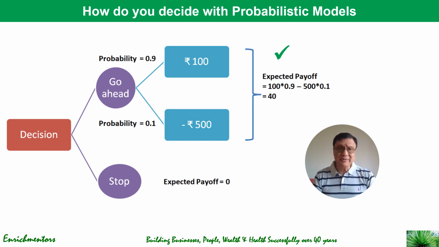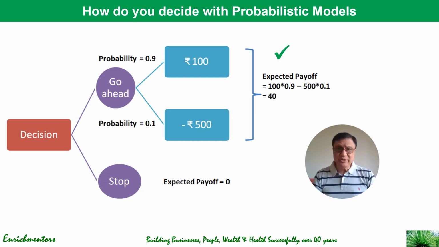Now, if you go ahead and put that plant in a backward area, there are two possible situations. There's a 10% chance that you can incur losses, up to the extent of 500 million, let's say, to make things big. Or there's a 90% probability that you will be successful and you will earn a profit of 100 million rupees.